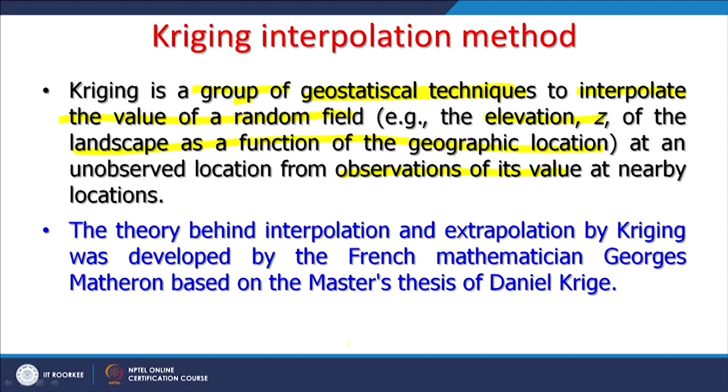So, what the theory says is that the interpolation and extrapolation by kriging was developed by a French mathematician, Georges Matheron, based on the master thesis of Daniel Krige. So, the term kriging comes from a master thesis, and it was a really great contribution in the field of mathematics, especially in geostatistical techniques and spatial interpolation.